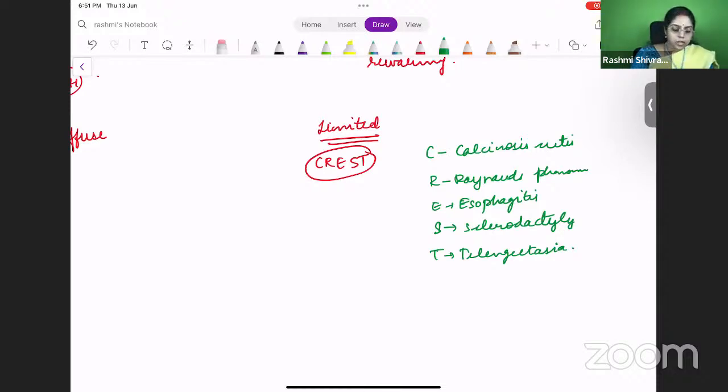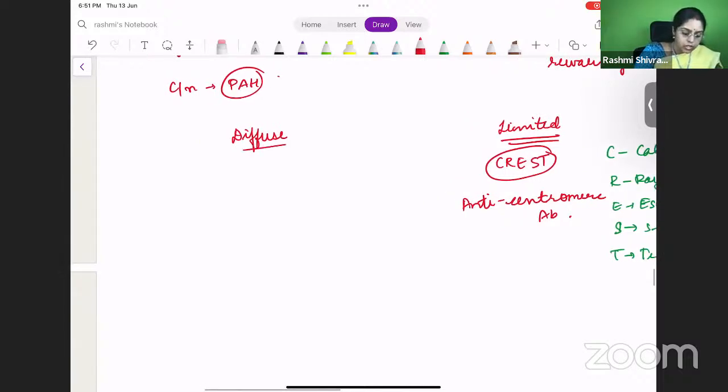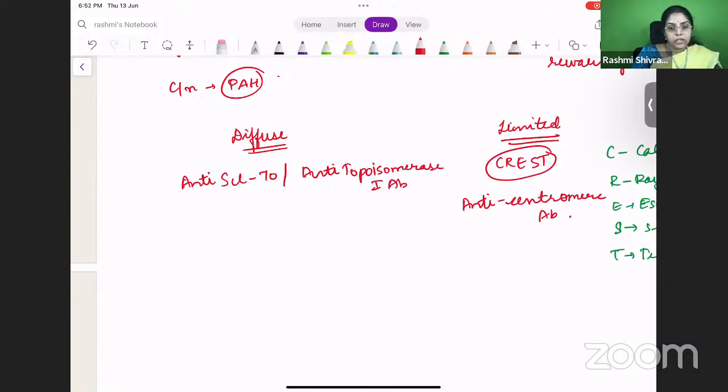Right. So, what is the antibody involved in this limited variety? It is anti-centromere antibody. Whereas in diffuse it will be anti-SCL70 or anti-topoisomerase 1 antibody. It's either anti-SCL70 antibody or anti-topoisomerase 1 antibody.